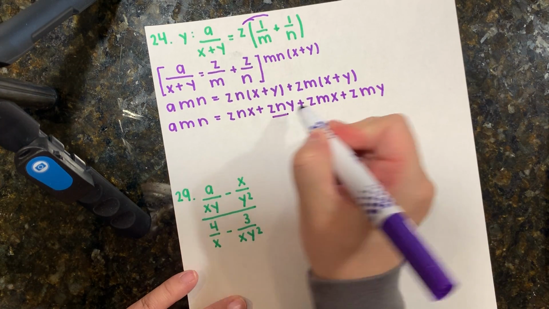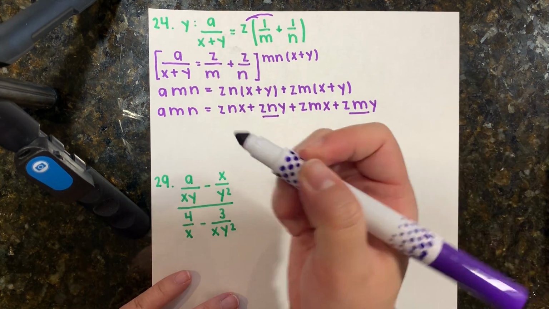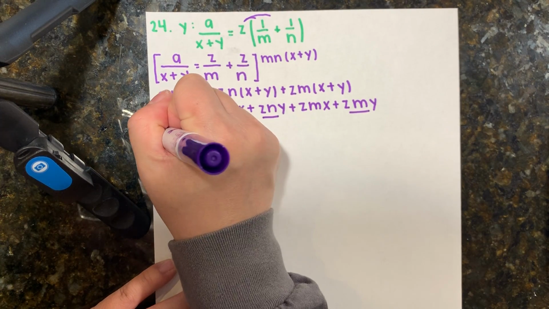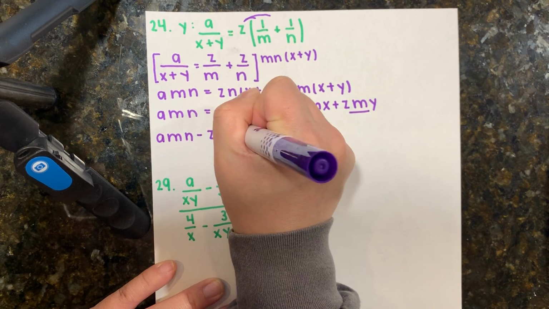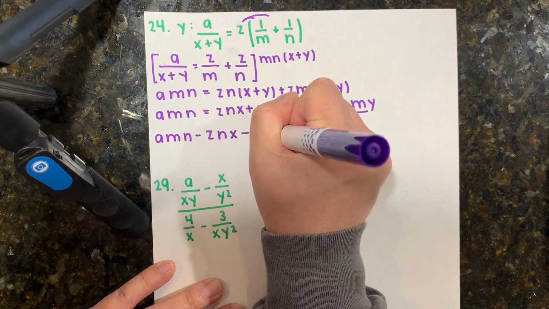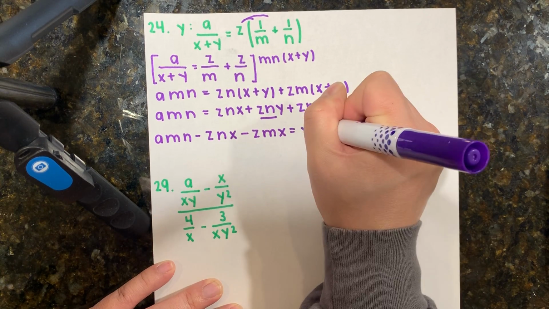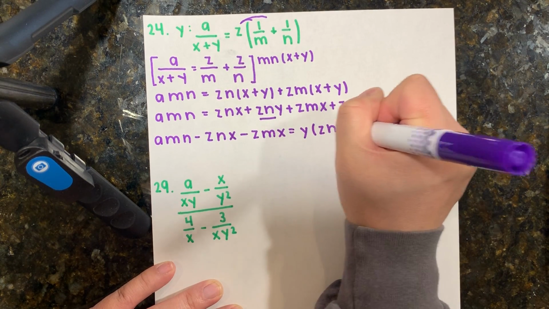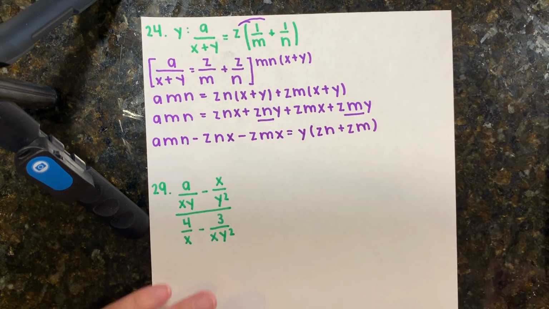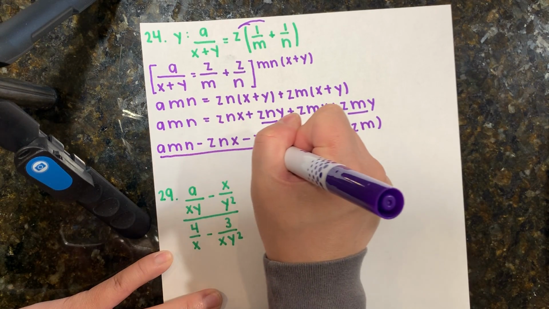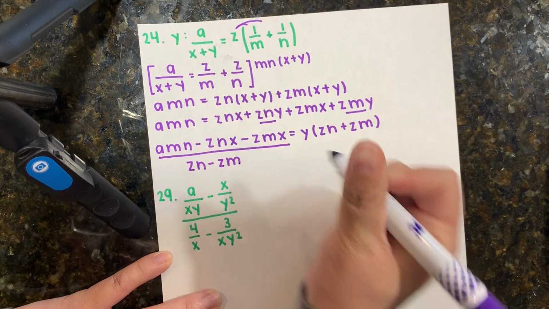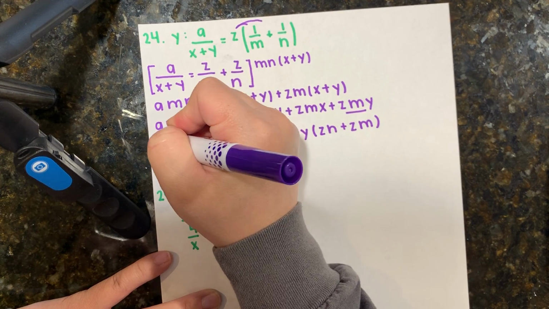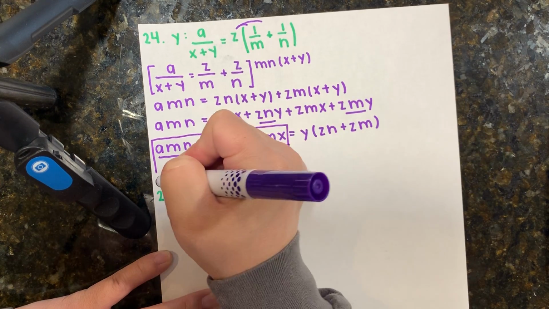So anything that contains a y, I'm going to leave on that side. I'm going to move everything else to the left. So amn minus znx minus zmx. I'm going to factor out that y, which would leave me with zn plus zm. And then to get the y by itself, you just divide by the parentheses, which means that your answer would be this whole left side divided by the parentheses, and that would be your result.